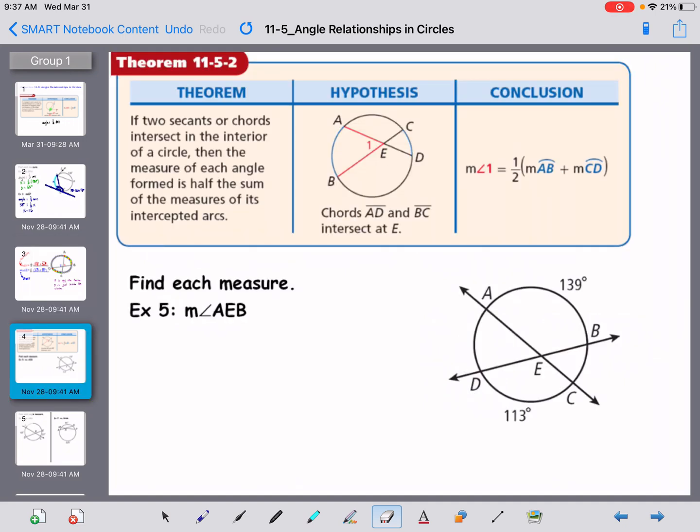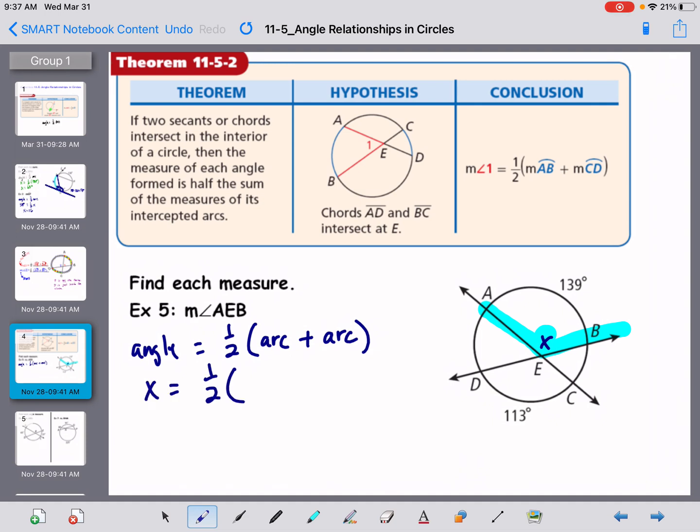So here's just the way it looks in the book with the big fancy words that you guys love to read. So let's see how we're going to find this problem. AEB. So it's this angle for sure. So the angle equals half of the arc plus the arc. I'm trying to use what we're adding instead of giving you some sort of variables that are going to change. So my angle is x, that's what I don't know. X is half of the arcs.